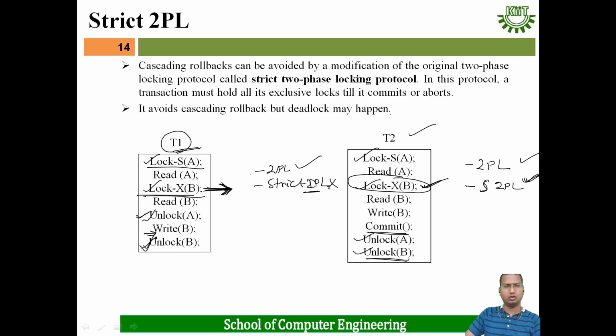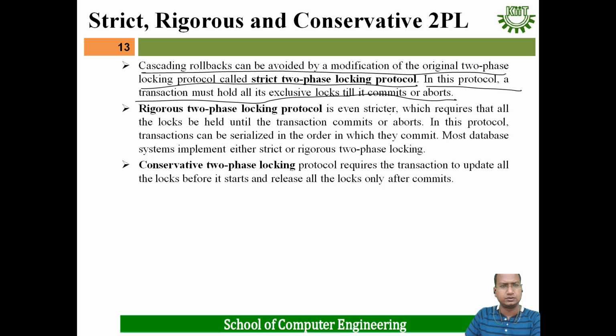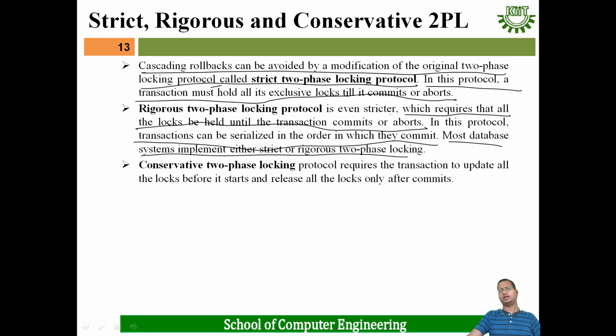Understood? Okay. Now we'll see rigorous two-phase locking protocol. Rigorous two-phase locking protocol is even stricter than strict two-phase locking protocol. What does it say? It tells that in this protocol, transactions can be serialized in the order in which they commit. Most database systems implement either strict or rigorous two-phase locking protocol, which requires that all the locks be held until the transaction commits or aborts.